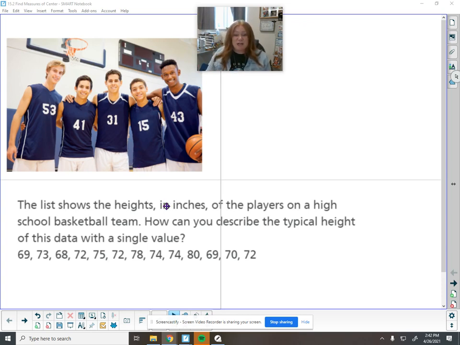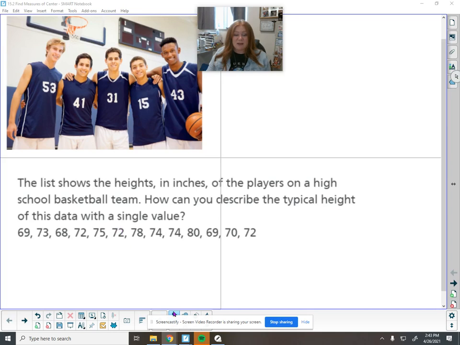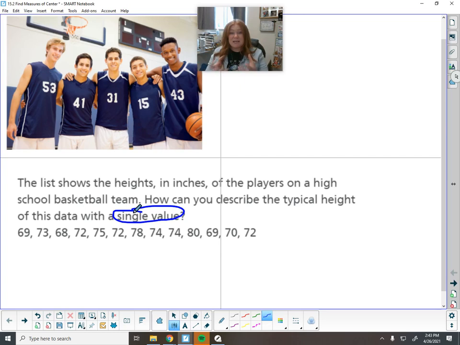So if you have not tried this 15.2 Spark Your Learning, go ahead and try that and then come back and see some ways that I thought you might be able to do this. This list shows the height in inches of the players on a high school basketball team. How can you describe the typical height of this data with a single value? So this is telling me that we've got to get this information and narrow it down into one piece of information. It wants a single value that summarizes them as a whole.